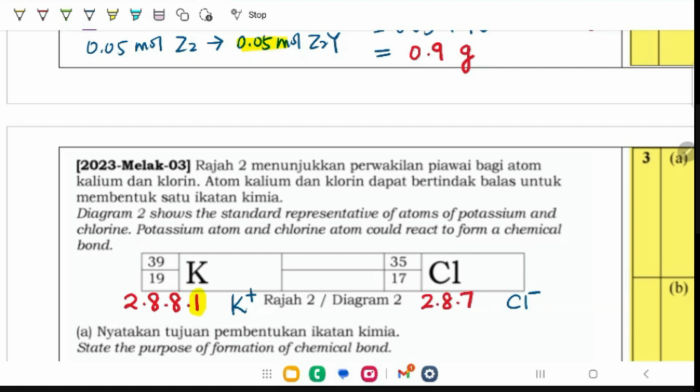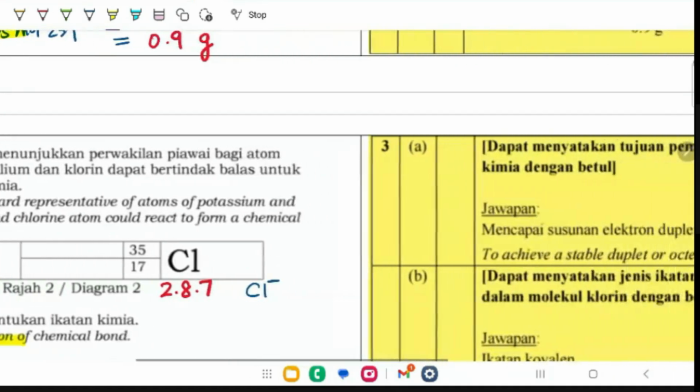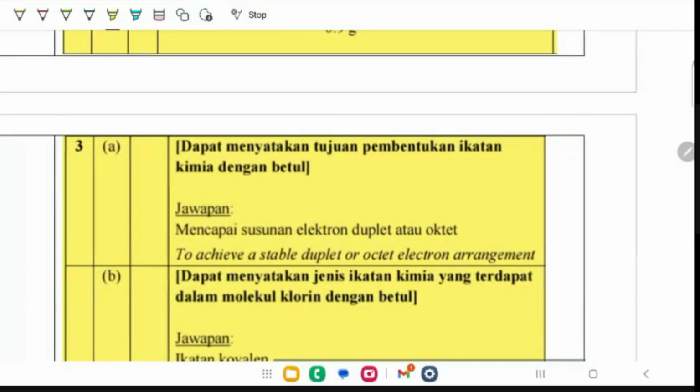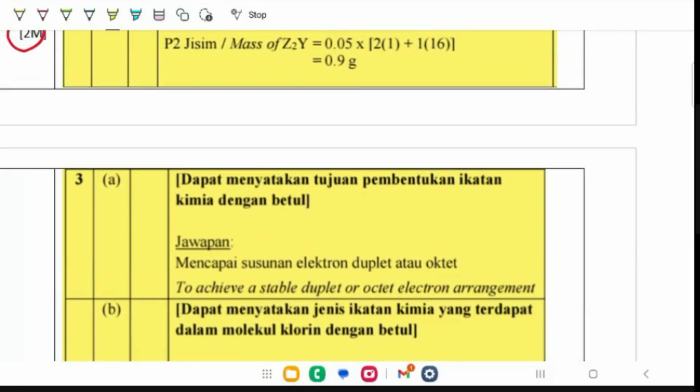Okay. Now, what is the purpose of the formation of chemical bonds? What is the purpose, class? To achieve a stable octet electron arrangement. Yes, that is the purpose. Correct. To achieve a stable octet or duplet electron arrangement. Correct. Okay, very good.